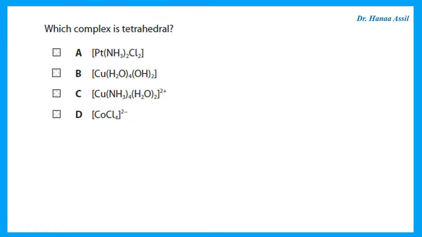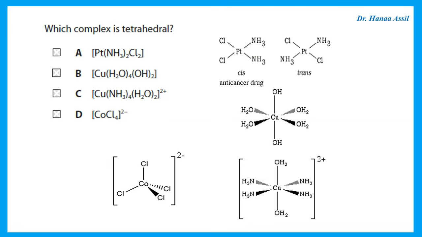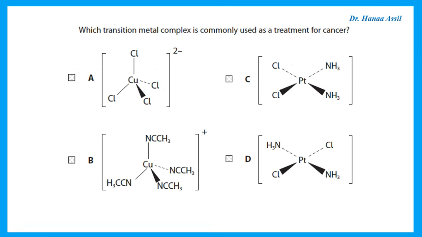Which complex is tetrahedral? Again, remember we said the platinum forms square planar, whether it's cis or trans, so it's not tetrahedral. First of all, to be tetrahedral, we must have 4 ligands, so B and C are not. These are forming 6, 4 water and 2 OHs, so that's octahedral. 4 ammonia and 2 water, that's octahedral. Cobalt with 4 chlorides, we said this is the one that is tetrahedral.